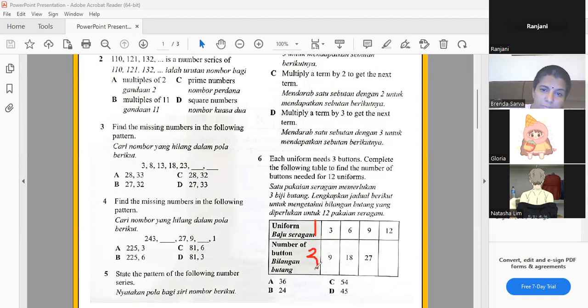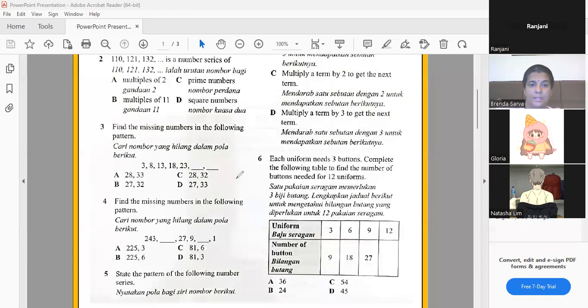All right, one uniform needs 3 buttons, right? Now 3 uniforms, so this is times 3. Okay, 3 uniforms times 3. 6 uniforms times 3. 9 uniforms times 3. 12 uniforms also times 3. That's the easiest way to understand this. And thus you have 36 buttons. Okay, can I have a thumbs up? We can move on to the next page.